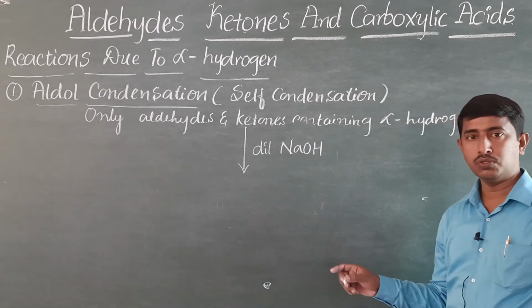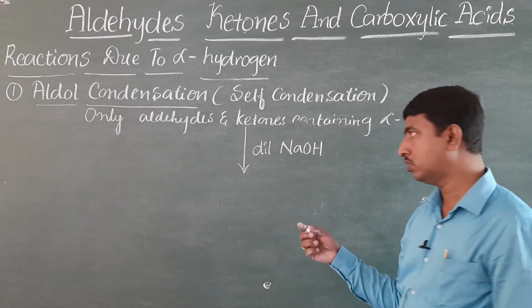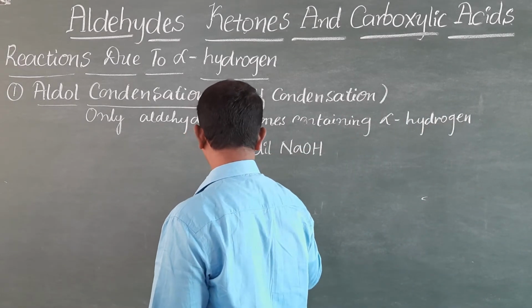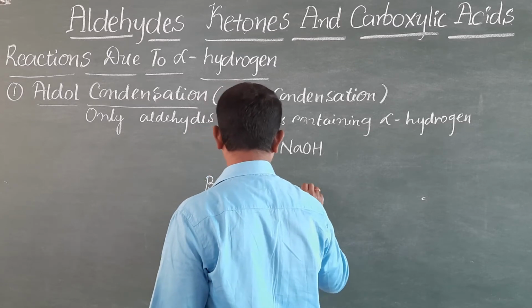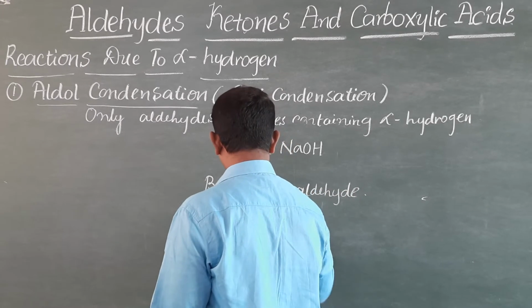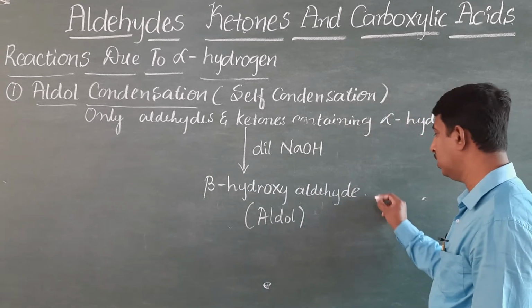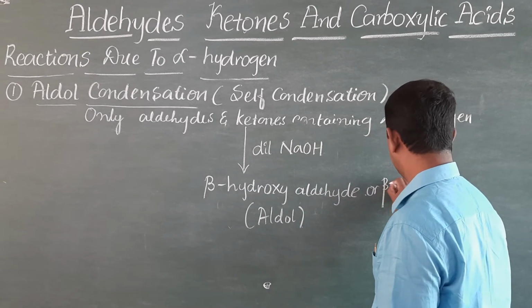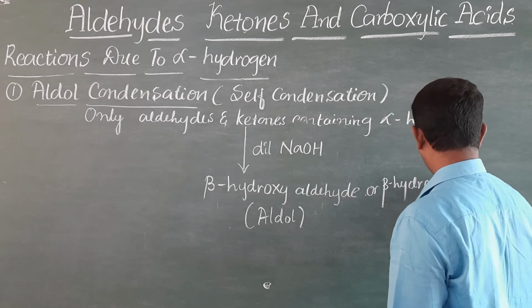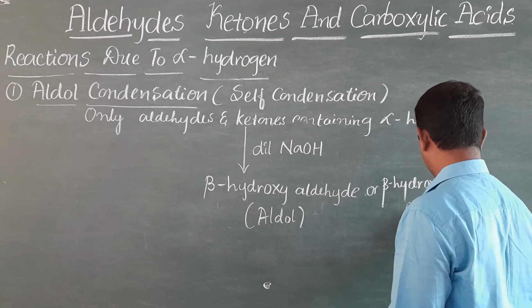That is dilute sodium hydroxide. Reaction takes place forming beta hydroxyaldehyde. It is called as aldol, beta hydroxyaldehyde, or beta hydroxyketone. It is also called as ketol.